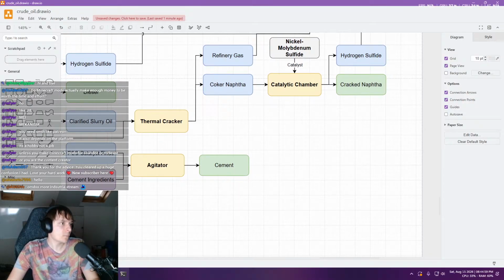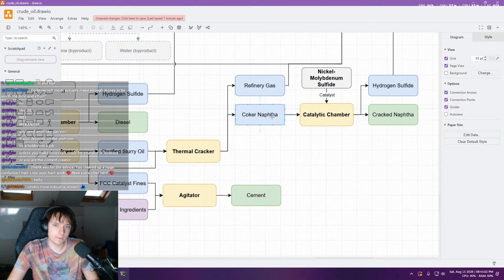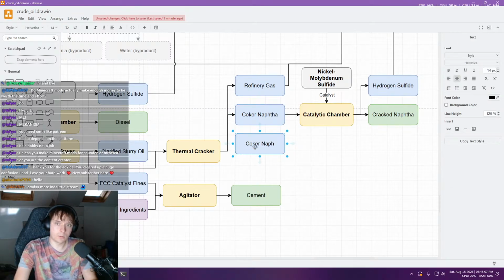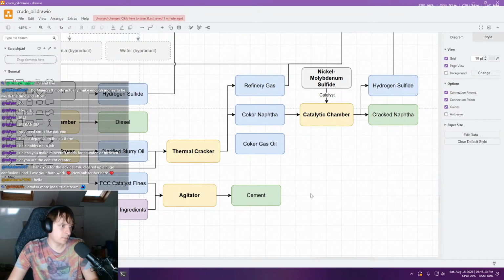Okay. So yeah, one of the other ones is coker gas oil. I think the concept here is basically the same. So you've got coker gas oil, and basically that goes through similar processes. But this one looks kind of complicated because it produces a lot of things.